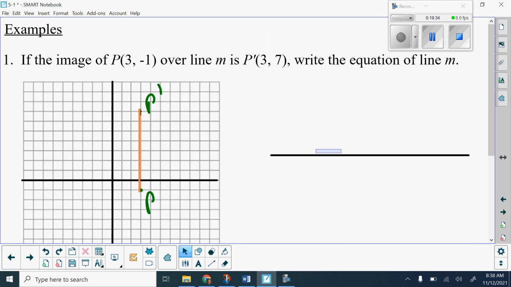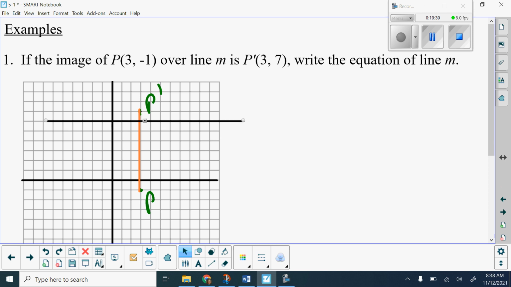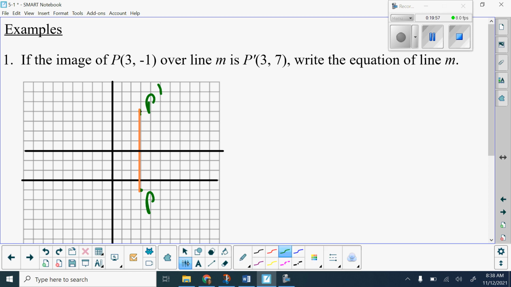So I'm just looking for a horizontal line that would be right in the middle and be perpendicular. So if I'm at negative 1 and I have 7, if I add those together, I get 6, and then divide by 2 is 3. And I can see that it is bisecting it. Here is the midpoint right here. So I've written my equation: y equals 3. Of course, this can be more complicated when the points are not vertically or horizontally to each other.